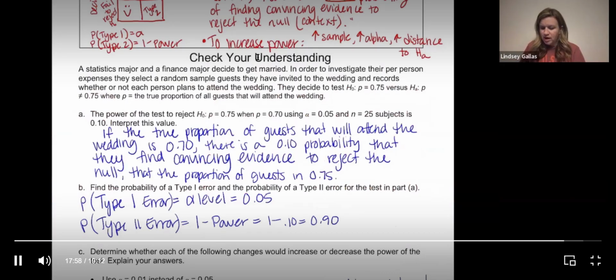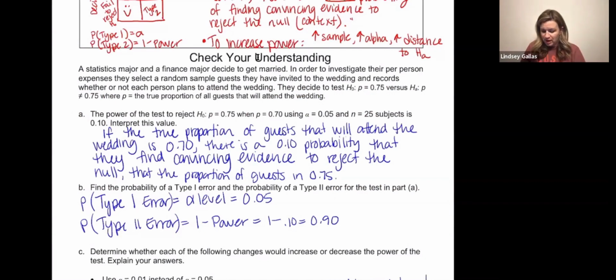All right, so in part A, we are asked to interpret the power. So again, thinking of it as a conditional probability, what we are told is that the true proportion is actually 0.70. So I'm going to say if the true proportion of guests that will attend the wedding is 0.70, there is a 0.10 probability that we'll find convincing evidence to reject the null, which is that the proportion of guests is 0.75.